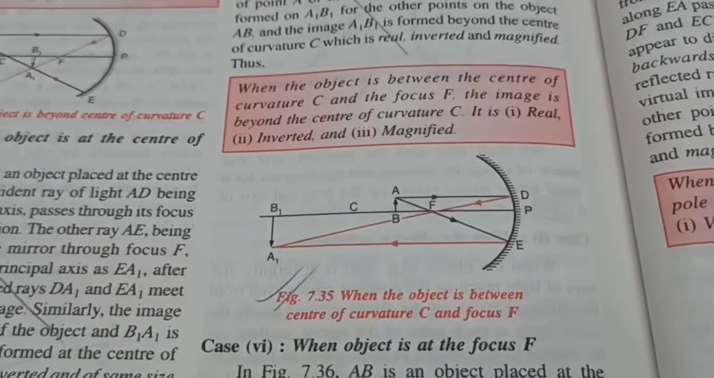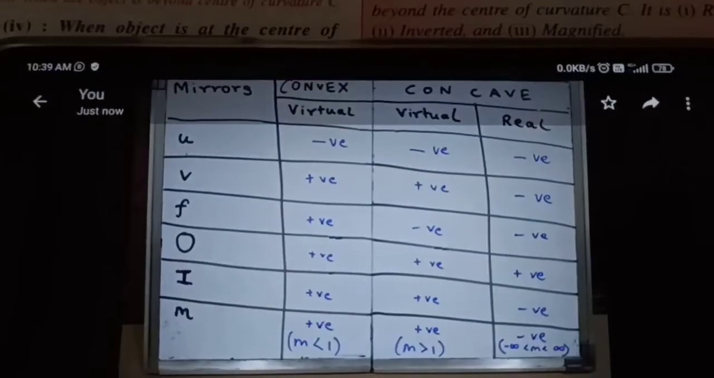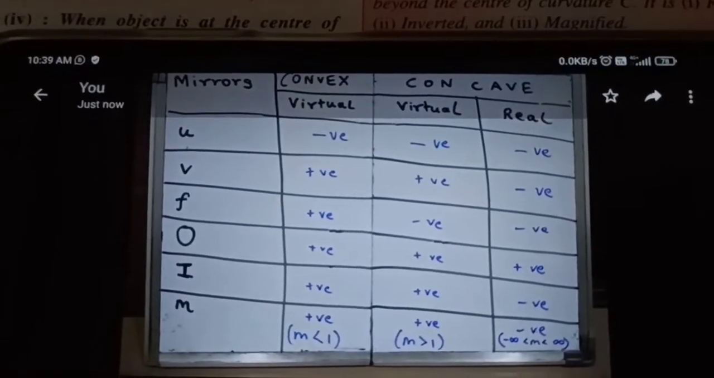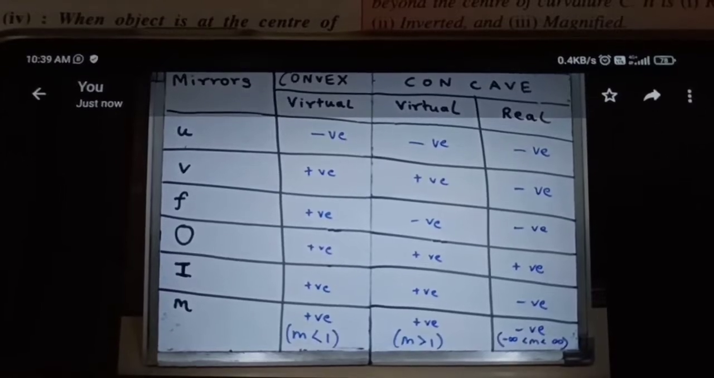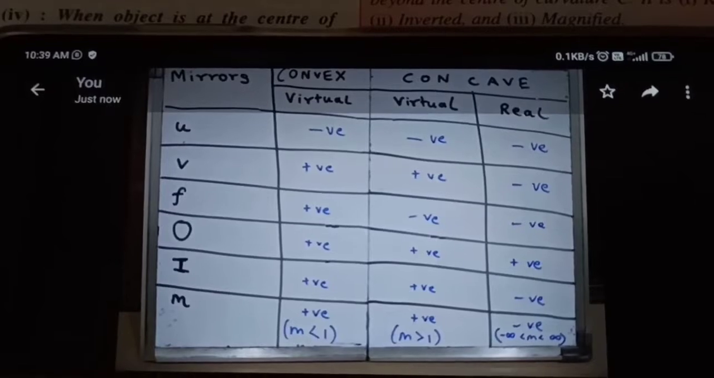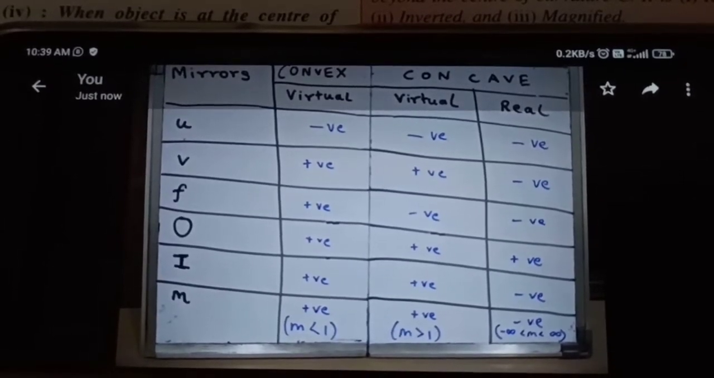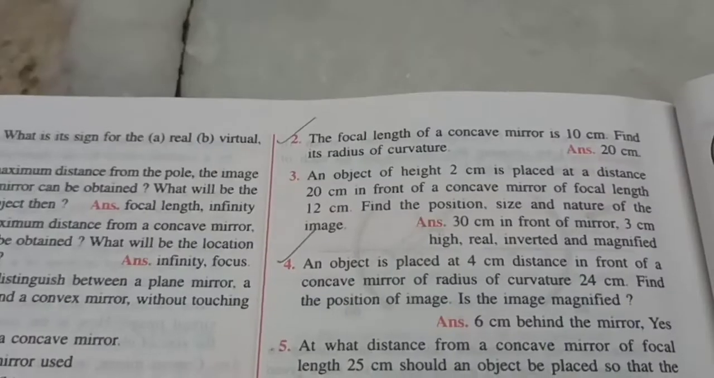So a good way to remember these signs is through this chart. If you remember these signs, you won't make silly mistakes in the numericals and you will score very well. Sums are very easy, but the sign mistakes rob us of all the marks. Now let's start with the second sum.